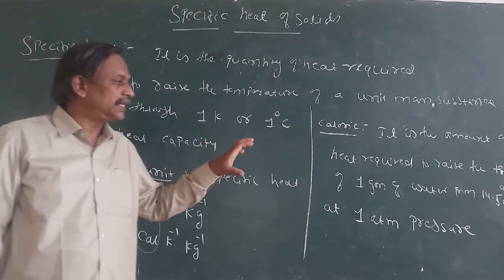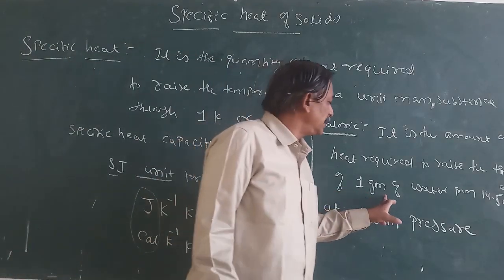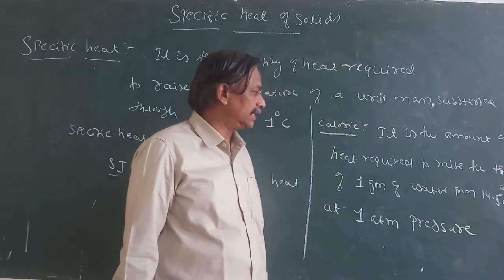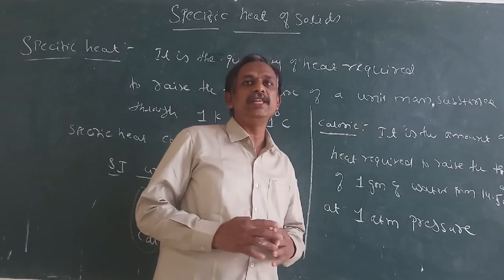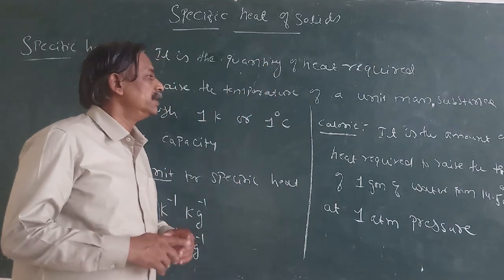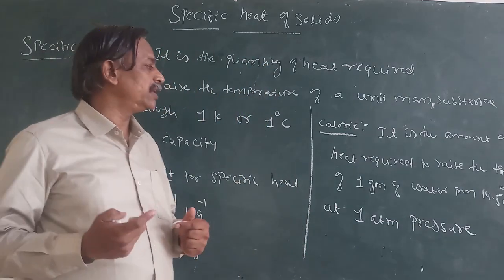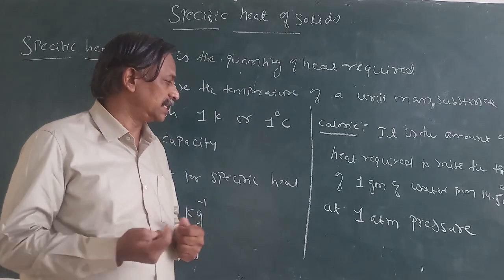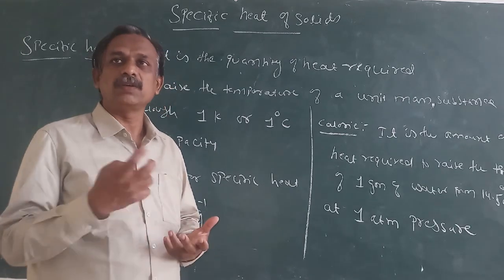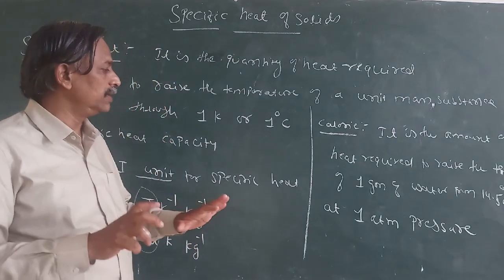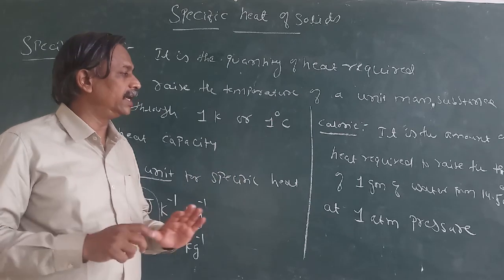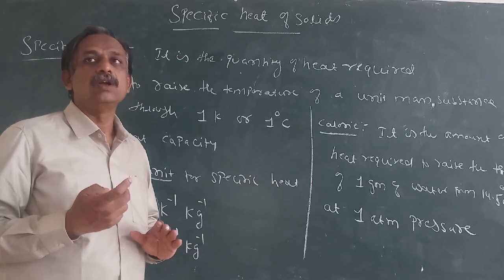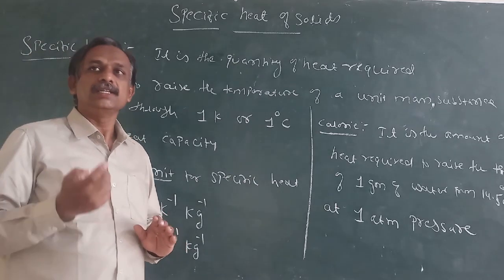Here it has been specifically defined as raising the temperature of 1 gram of water from 14.5 to 15.5 degree. In general, we define calorie as the amount of heat required to raise the temperature of 1 gram of water through 1 degree Celsius, whatever the temperature or pressure may be; those things are not taken into consideration.